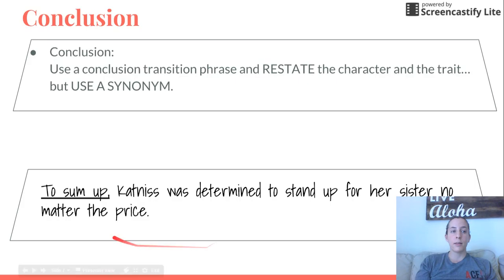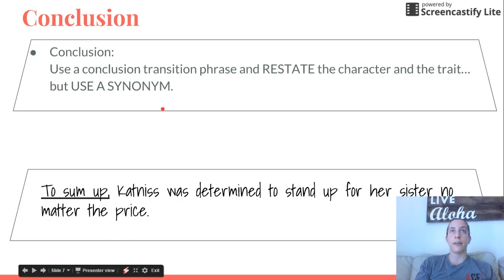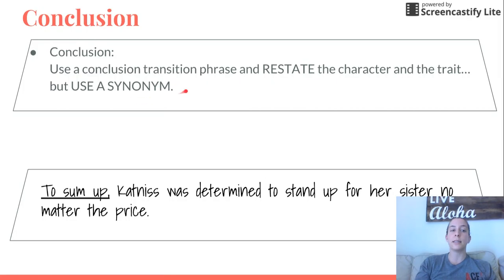Lastly is your conclusion, and it's basically restating the character and the trait that you think they have, but you're going to use a synonym. You're going to use that last synonym that you found for the web off the word of the trait that you used in your topic sentence. So mine was brave, and we found three synonyms. We've used two of them, selfless and courageous. Now we're going to use the third one, determined, to describe her in our conclusion sentence. To sum up, Katniss was determined to stand up for her sister no matter the price. You can go ahead and press pause and do your conclusion.